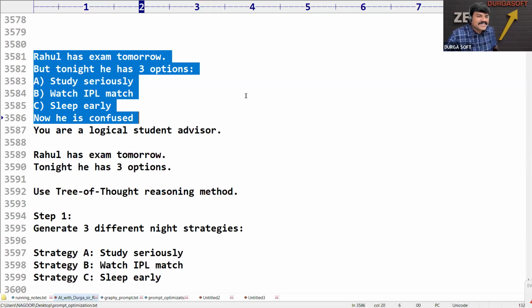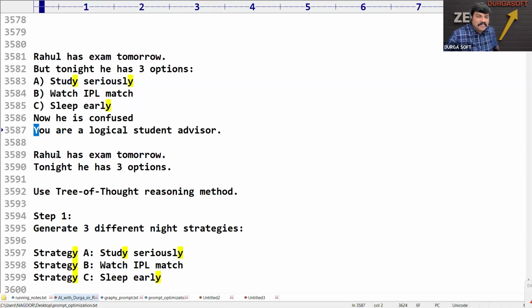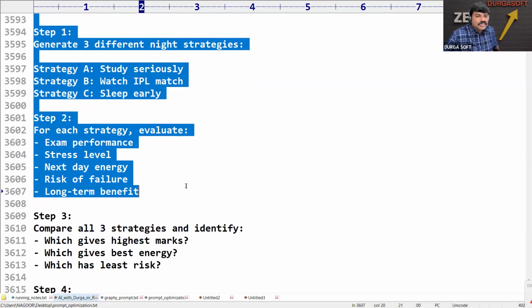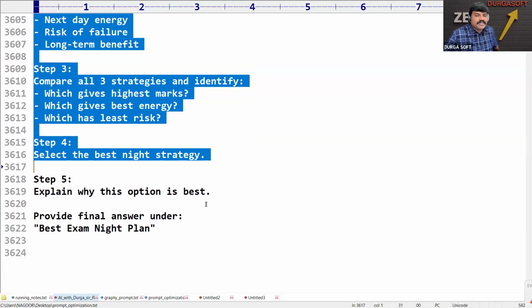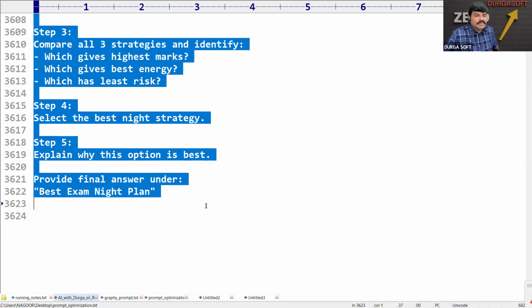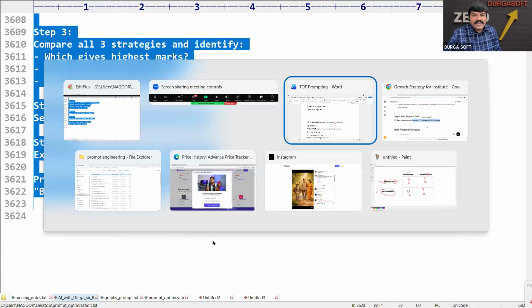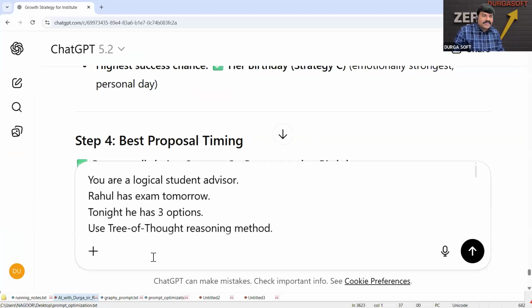Sleep early. A combination of A and C: study seriously and sleep early. Here, for each strategy, evaluate exam performance, stress level, next day energy, risk of failure, long-term benefit. Which gives the highest marks, which gives the best energy, which has the least risk. Select the best night strategy, explain why this option is the best, and provide the best exam night plan. Okay, perfect. I don't know what answer we are going to get.